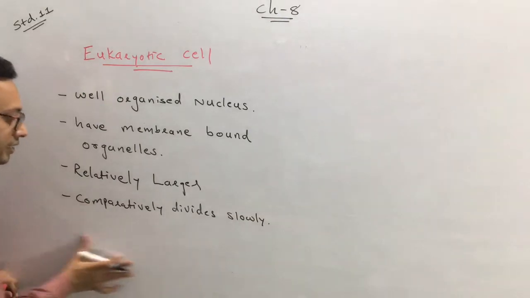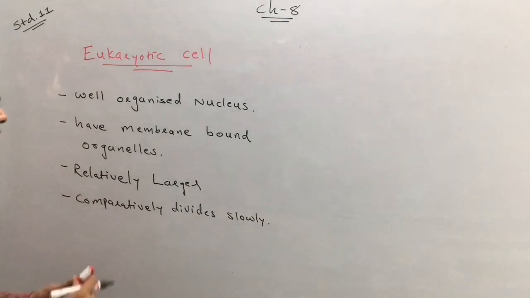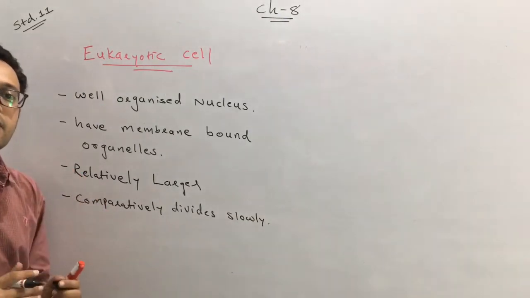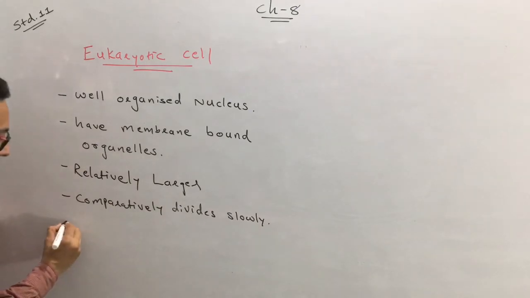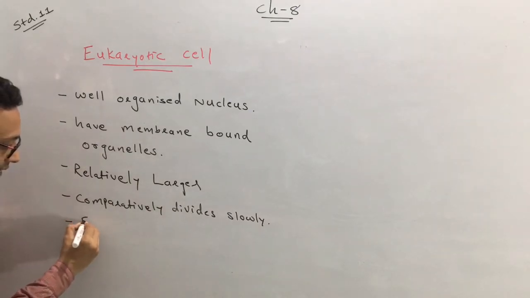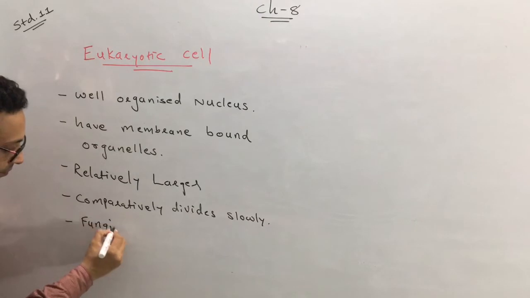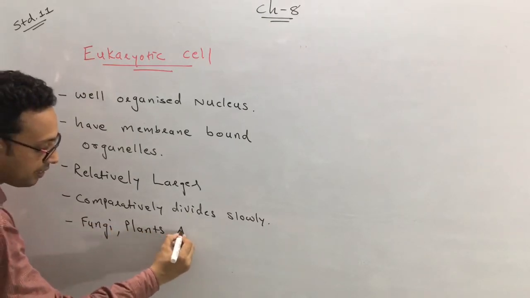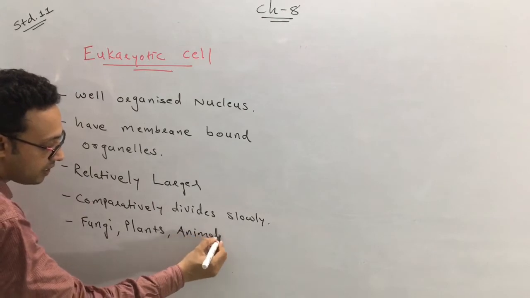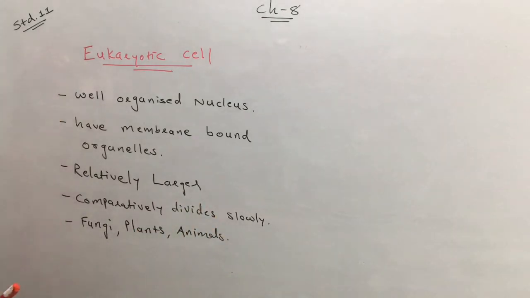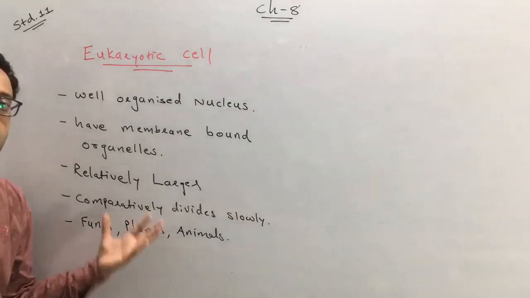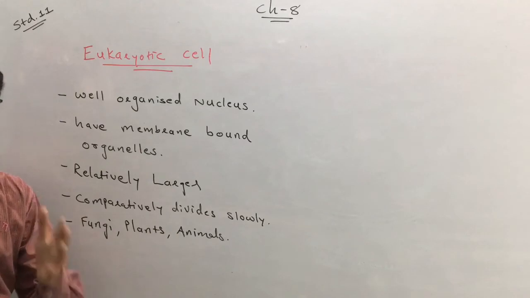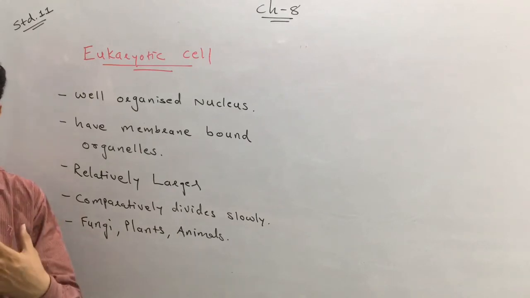Okay, and these are the basic characteristics of the eukaryotic cell. The examples are fungi, plants, animals. These are the usual examples you can find in eukaryotic cells: fungi, plants and animals. But now the question comes: are all these eukaryotic cells the same, like the plant cell and animal cell?